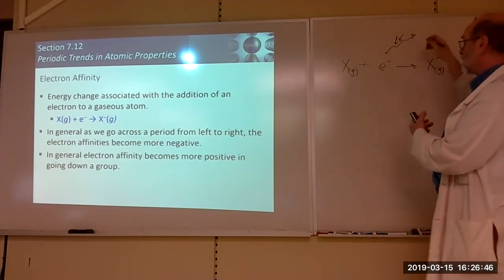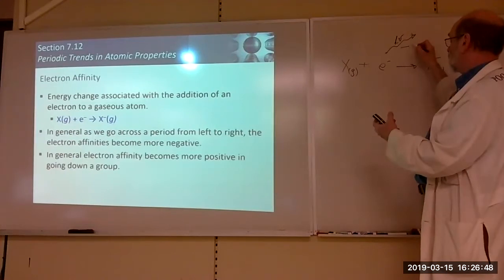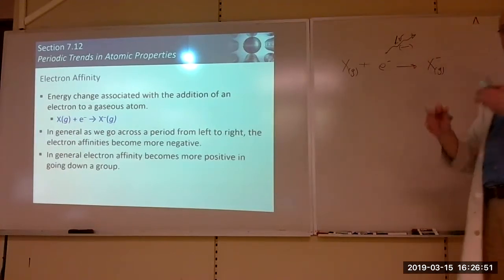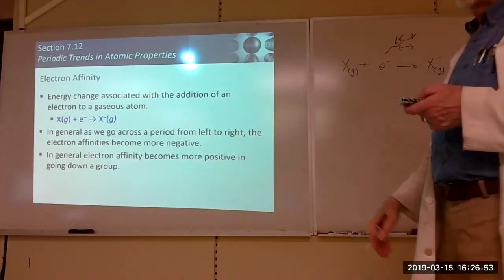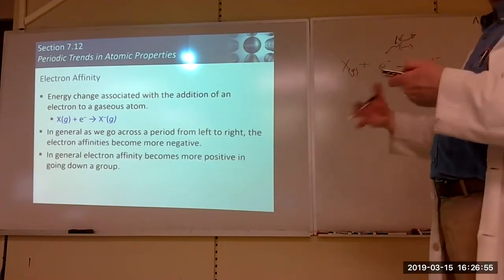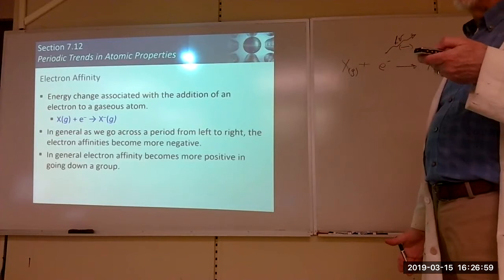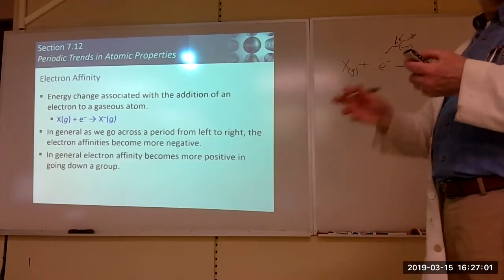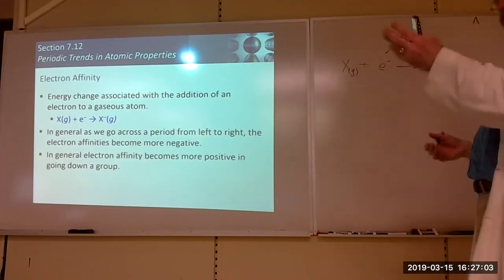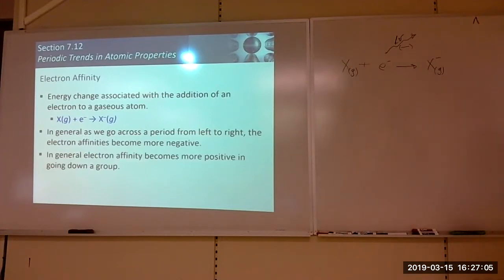Okay? So that means as it's given off energy, the value is negative. So the more negative means that the electron affinity actually is higher in some respects as you move from left to right. It's more affinity for the electron as you move from left to right. Okay, that's what that means.